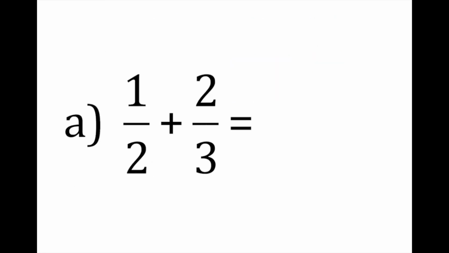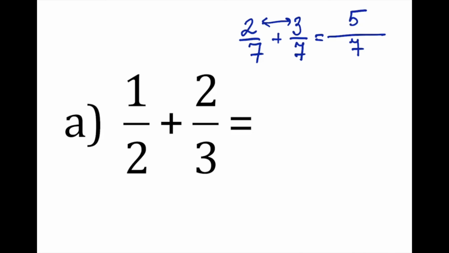Now let's look at how we can add fractions with different denominators. When I have fractions with the same denominator, say I have 2 over 7 plus 3 over 7, I keep the denominators the same, so it's a 7, and then 2 plus 3, I add these two, and that will give me 5 over 7. So you do not add the denominators, you keep them the same way.